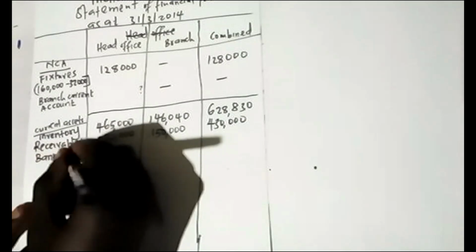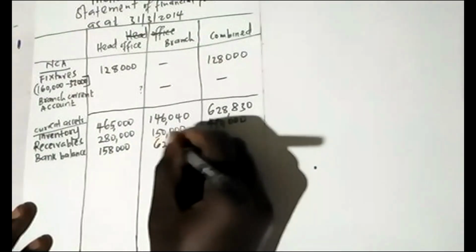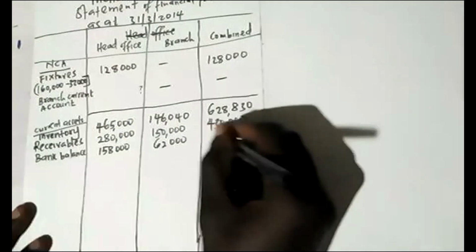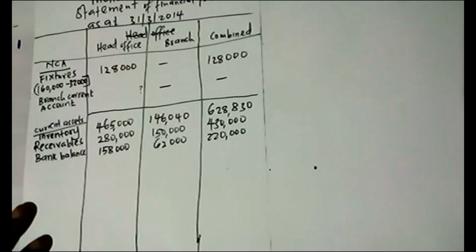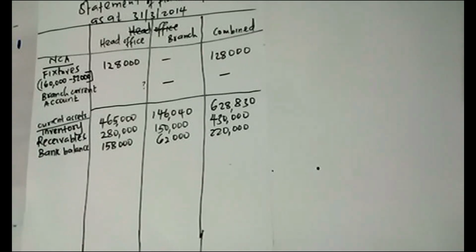Then bank balance, again, direct from the trial balance for head office and the branch. So 158,000, 62,000. So if I take 158 plus 62, it is 220,000, the total there. Then we have two things here to record, which I need to show you. So let me share the question.